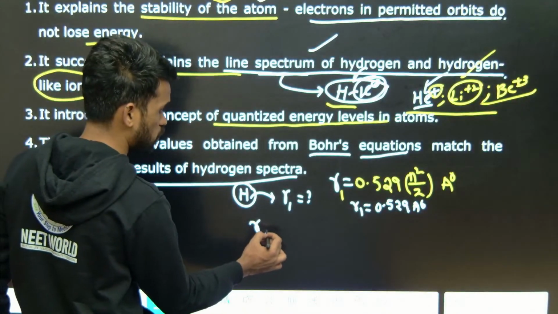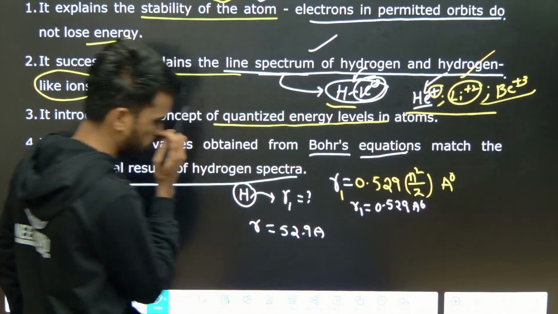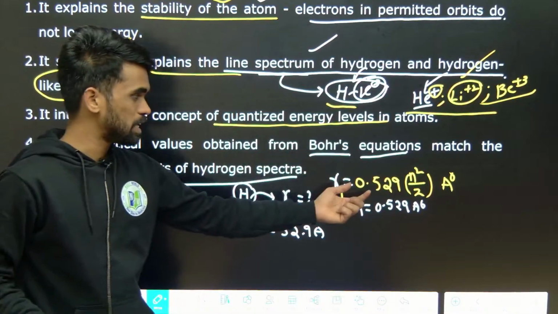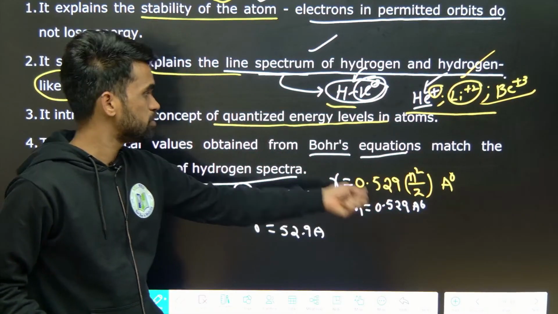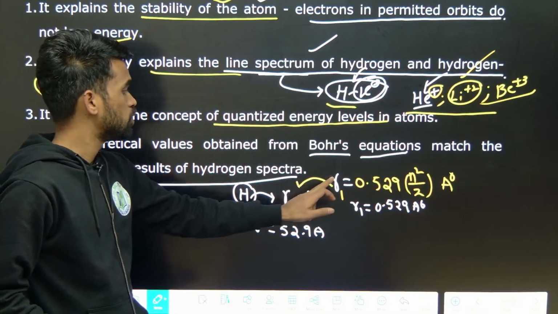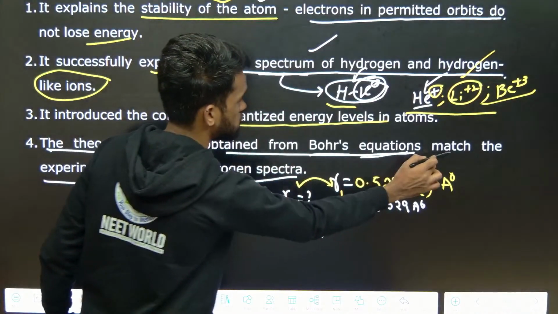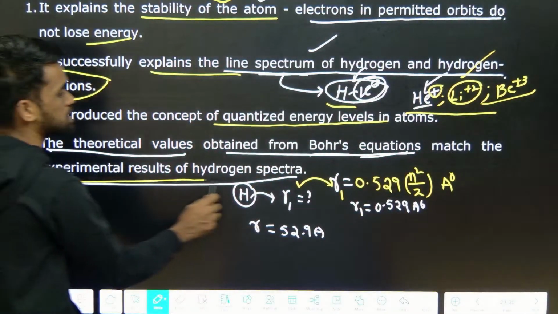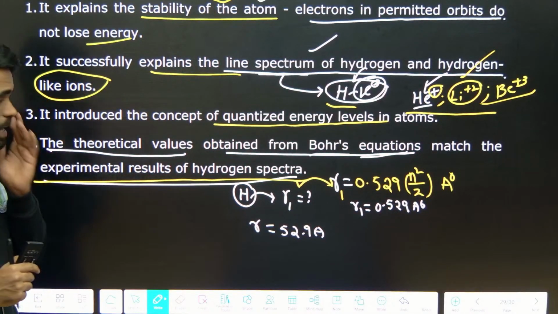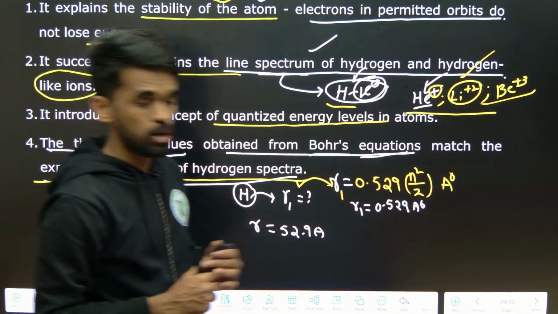The experimental value is found to be 52.9 angstroms or around 53 angstroms, in and around these values only. So both the experimental value and the theoretical value coming from Bohr's atomic model have almost similar values. That's why the theoretical values obtained from Bohr's equation match the experimental results of hydrogen spectra. This is one of the very good signs of the successful explanation of Bohr's atomic model.